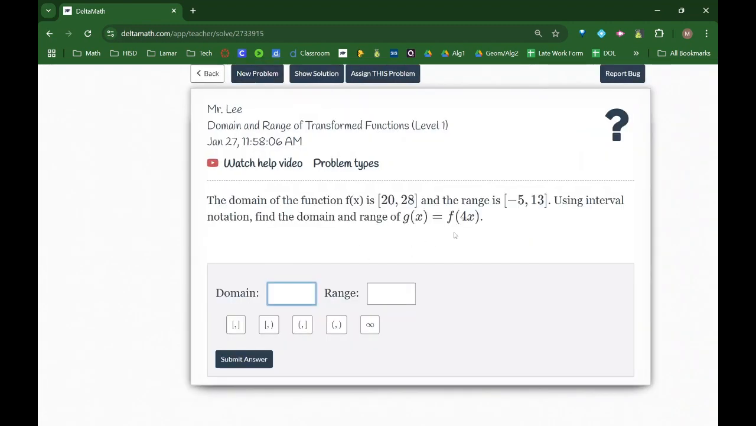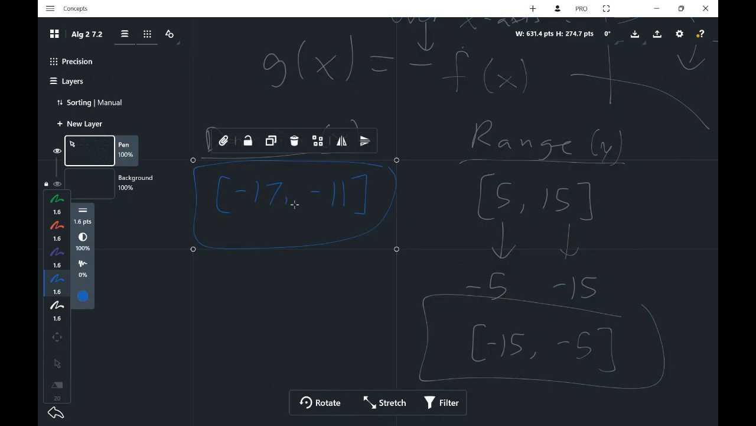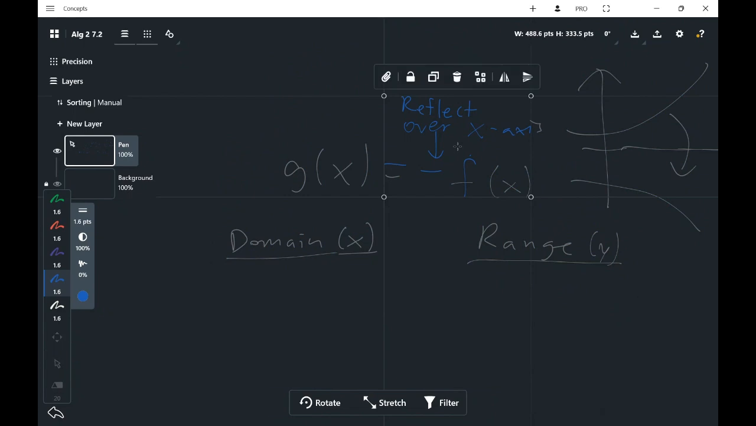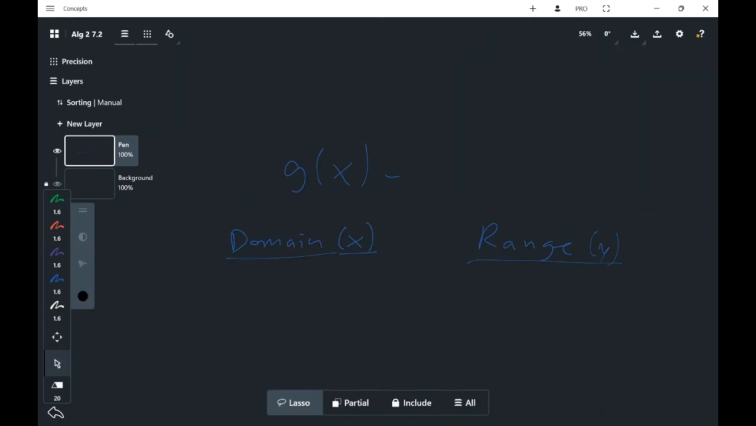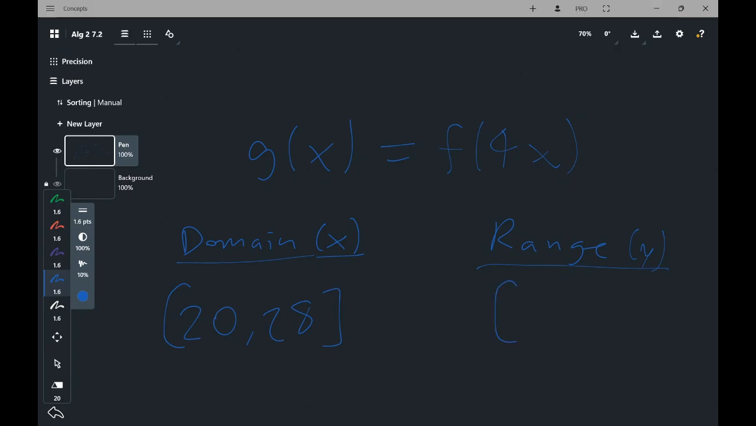Okay, let's try a new one. Okay, perfect. So this one is a dilation of some sort, and the number is on the, well, here, let me not get ahead of myself here. Let's get the domain and range. So our function looks like this. Our domain starts at 20 comma 28, and our range starts at negative 5 comma 13.